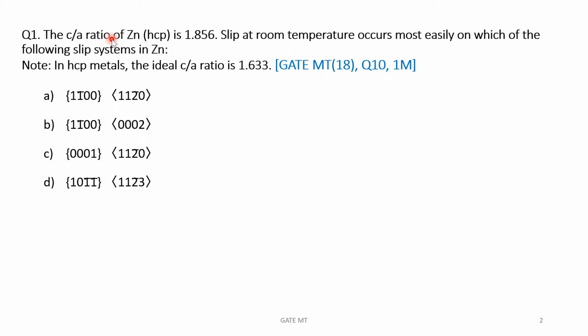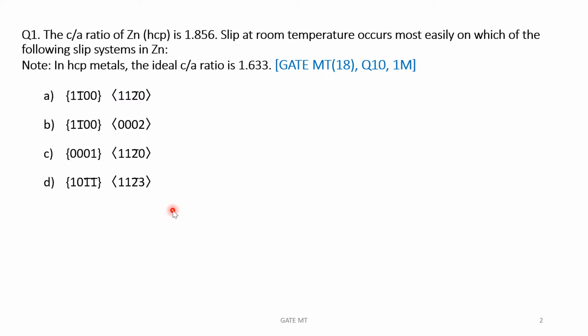So here the C by A ratio of a particular crystal is given. The crystal is HCP, and it's also mentioned that slip occurs at room temperature. In the options we have been given a series of planes as well as directions, and the planes and directions together make up what is known as the slip system.